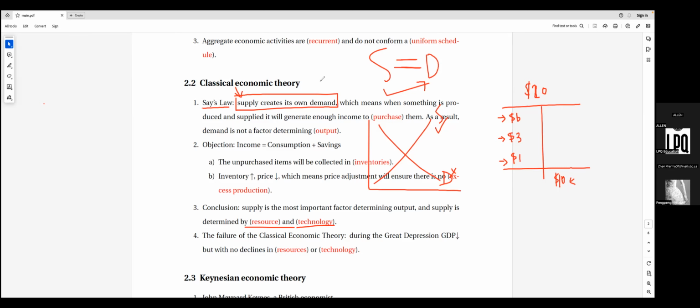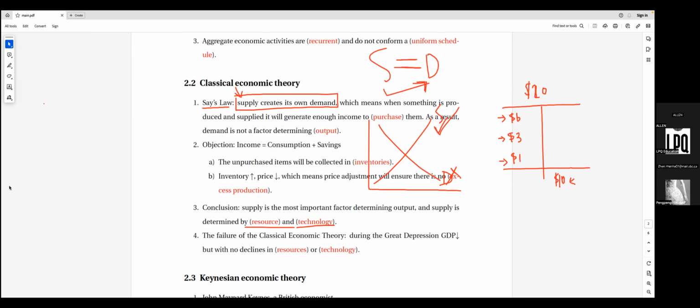So based on classical theory, supply always equals demand. Supply can create demand, and demand will always be equal to supply. To follow this logic, we don't care as much about the demand side of the whole market. We care more about supply. If we can produce, people will consume. The GDP will increase for sure. And in the long run, the supply only depends on resources and technology. This is called classical theory.